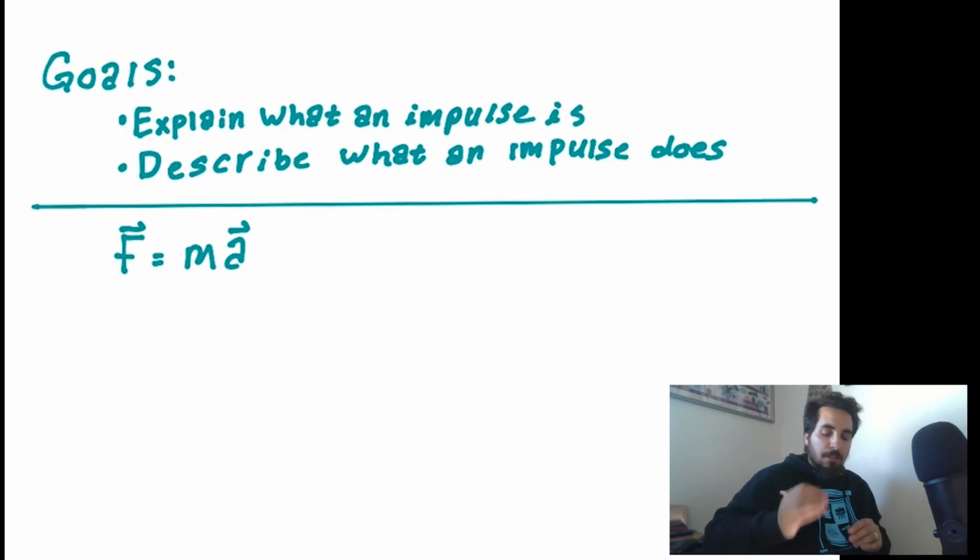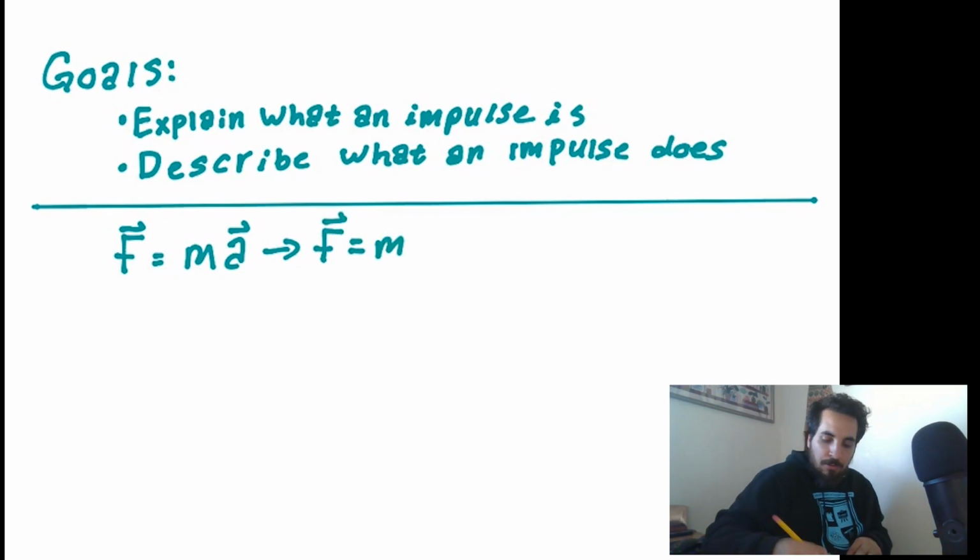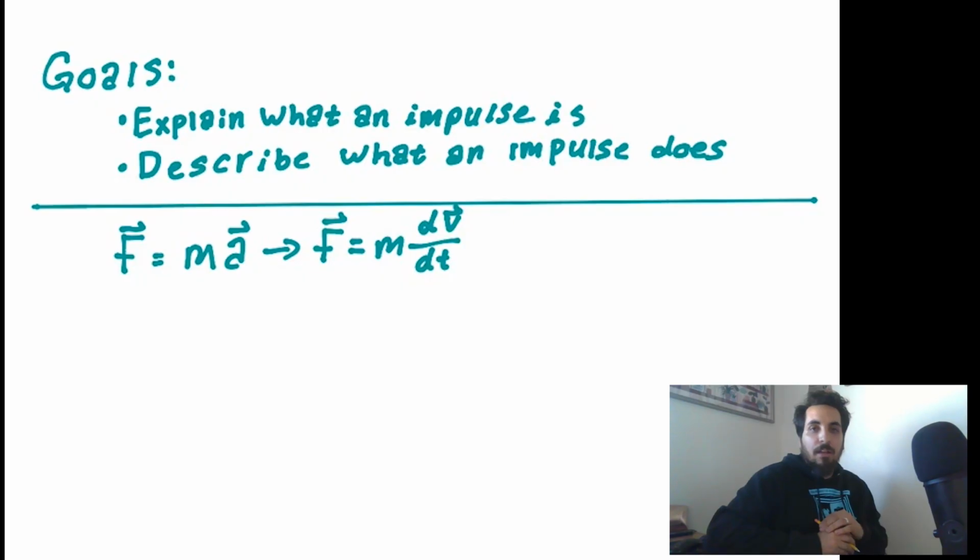Although we can do something here. We can take F equals ma, and instead of writing acceleration, we're going to replace that with the definition of acceleration, which is the first derivative of velocity with respect to time. And now we start to panic a little bit. It's a derivative, oh no. But don't worry, because things become a lot simpler when we rearrange this a little bit.